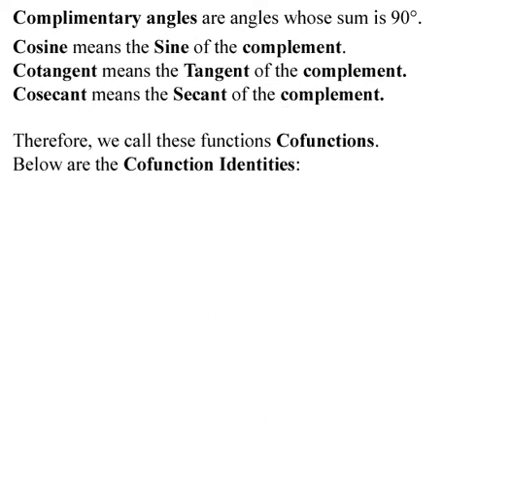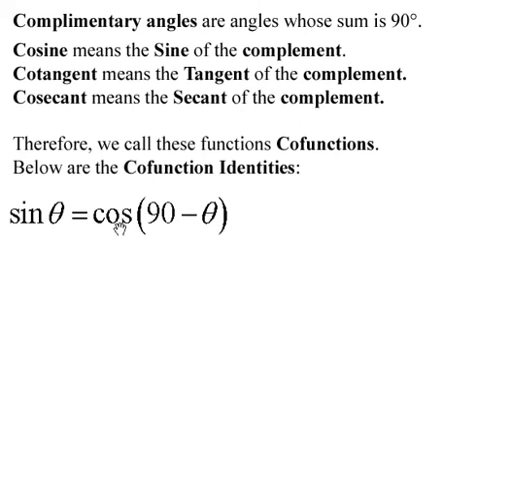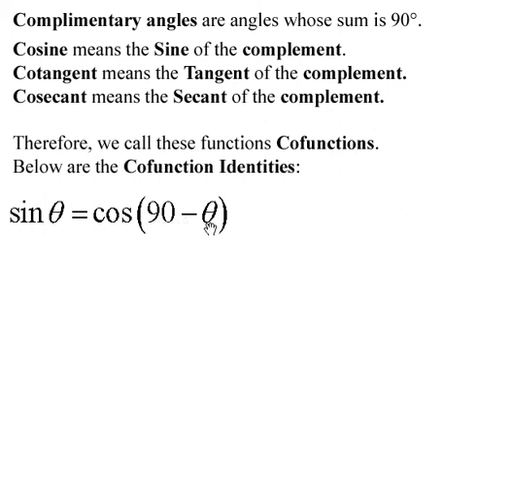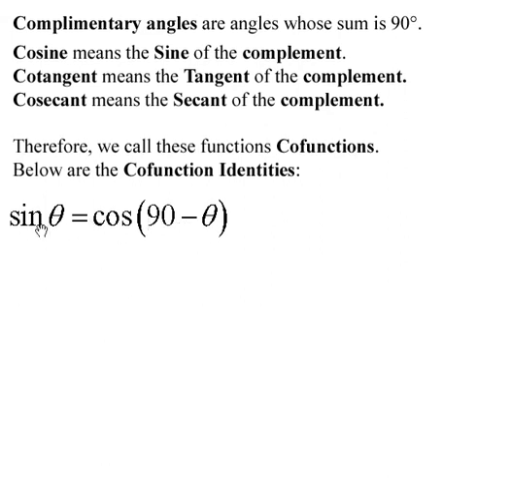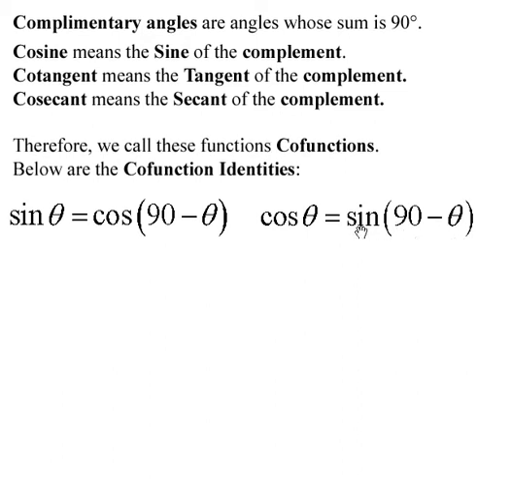So here are some co-function identities. The sine of theta is equivalent to the cosine of 90 degrees minus theta. So for instance, the sine of 30 degrees would be the same as the cosine of 90 minus 30, which is the cosine of 60. They are co-functions of complementary angles 30 and 60. If we turn that around, the cosine of theta is the same as the sine of 90 minus theta, again because cosine and sine are co-functions of complementary angles, their values would be the same.